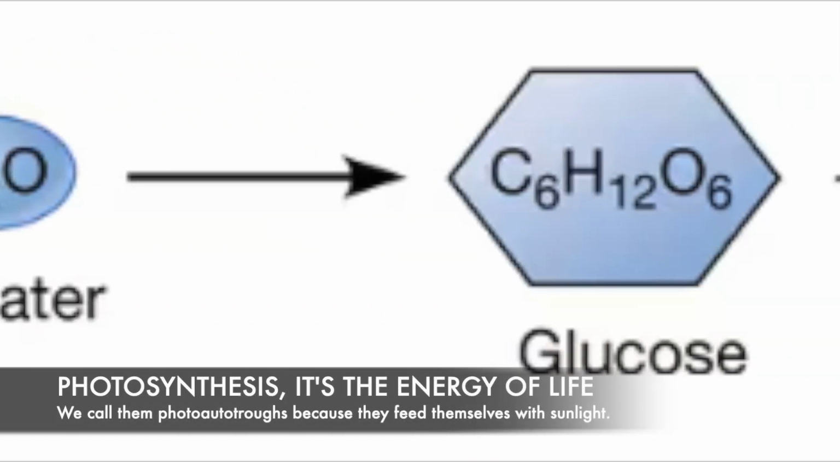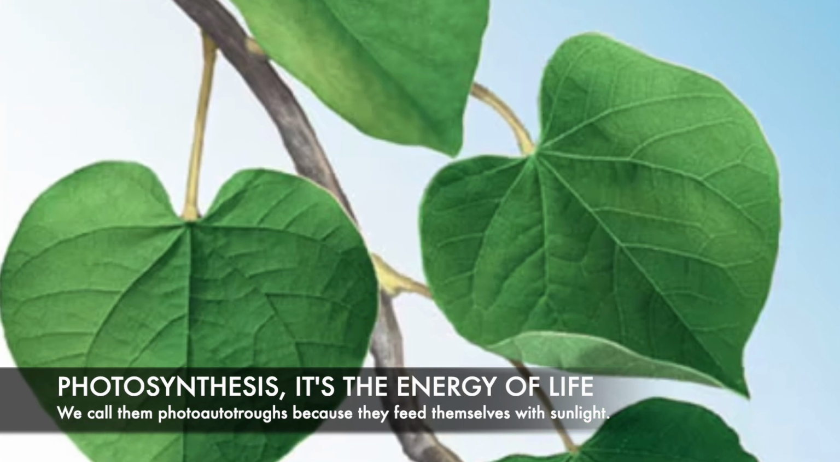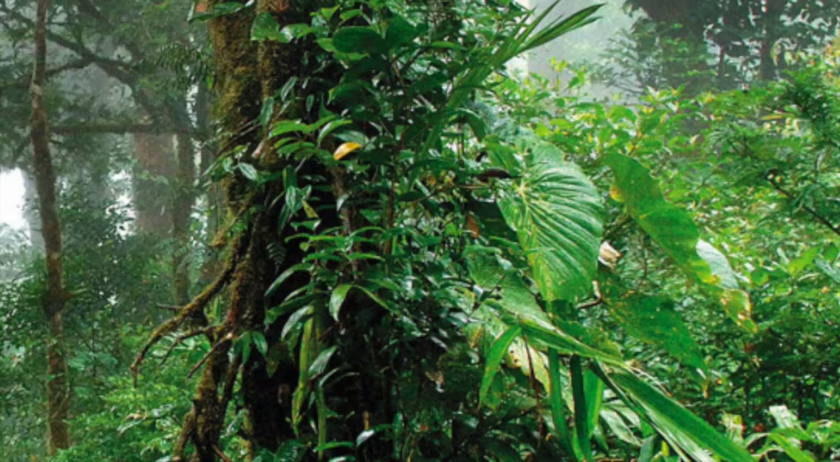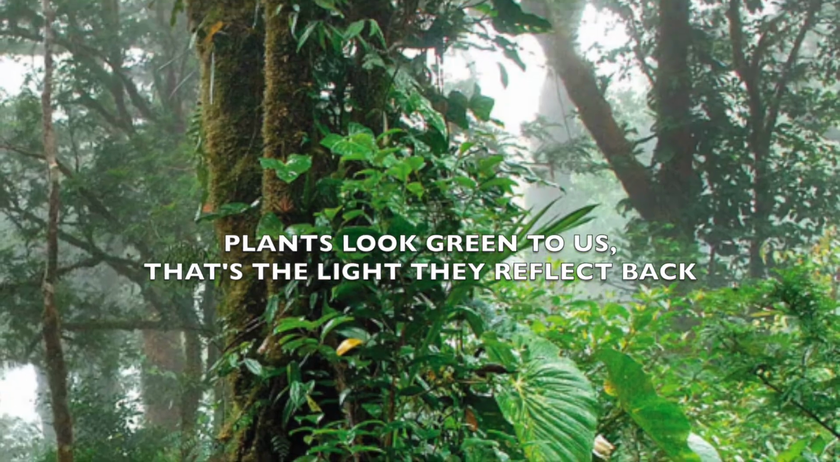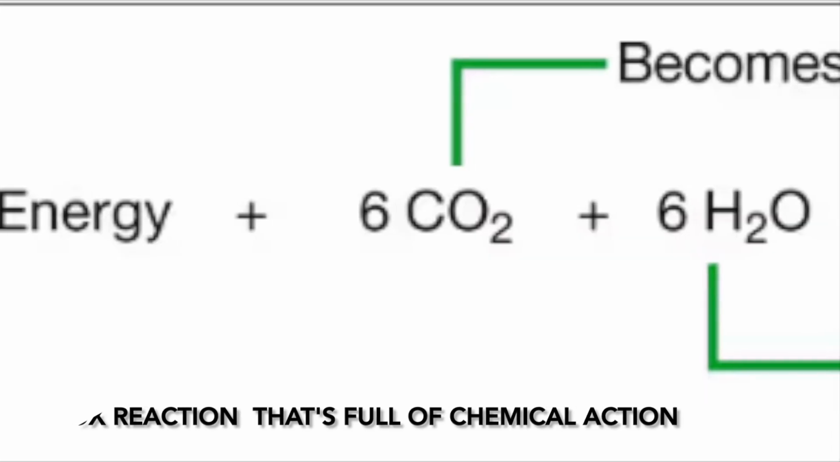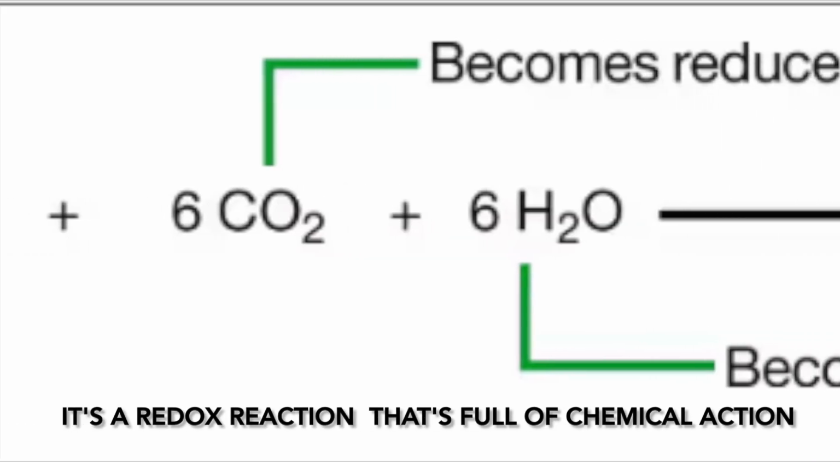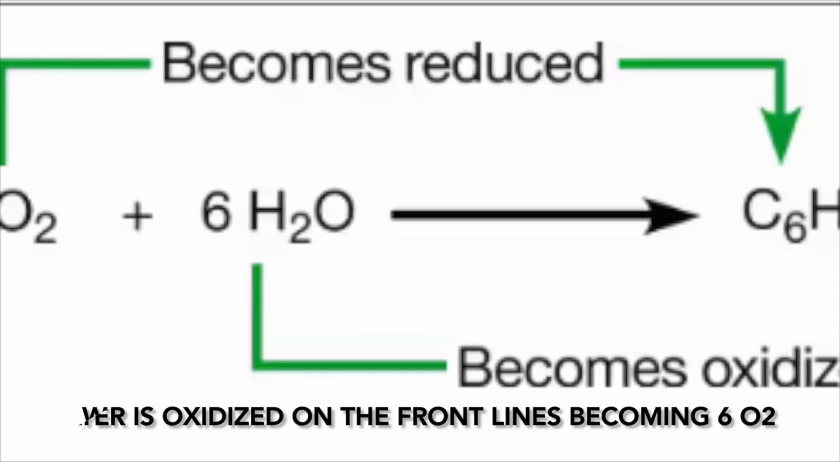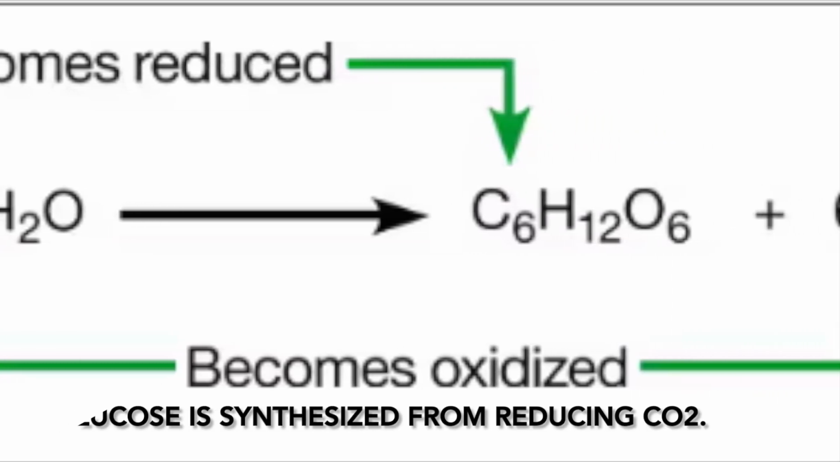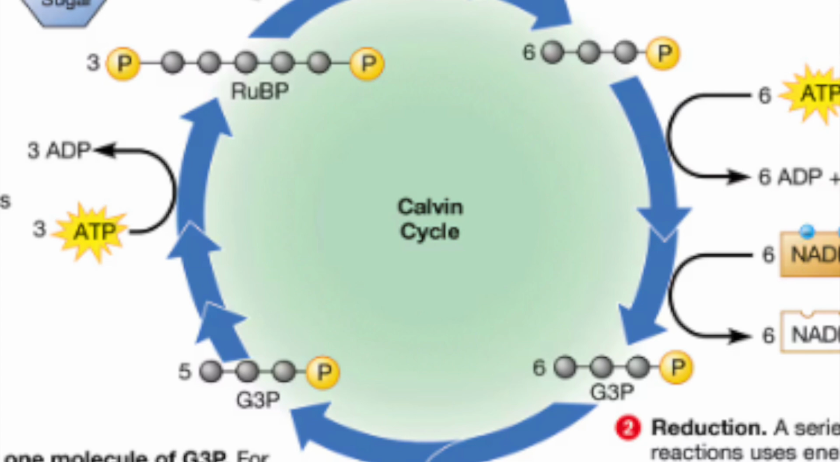Photosynthesis is the energy of life. We call them photoautotrophs because they feed themselves with sunlight. Plants look green to us, that's the light that they reflect back. It's a redox reaction that's full of chemical action. Water's oxidized on the front lines, becoming 6O2. Then glucose is synthesized from reducing CO2.